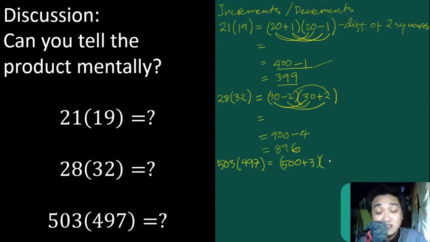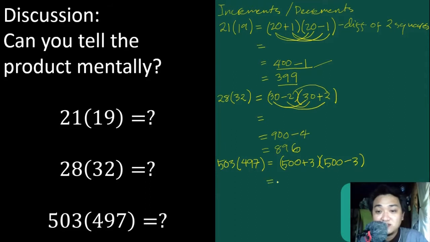At yung decrement naman ni 497 is, again, 500 minus 3. At once na meron ka ng increment at saka decrement, ang pagtutunan lang natin ng pansin yung difference.